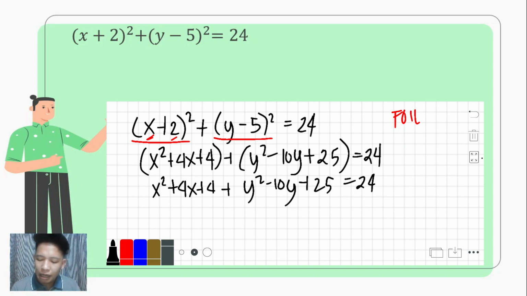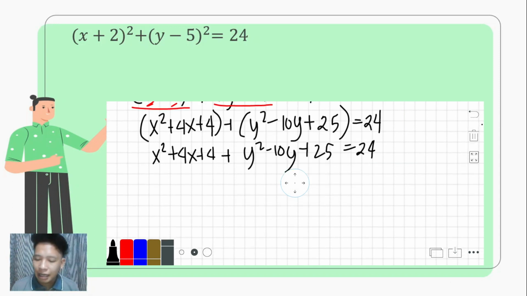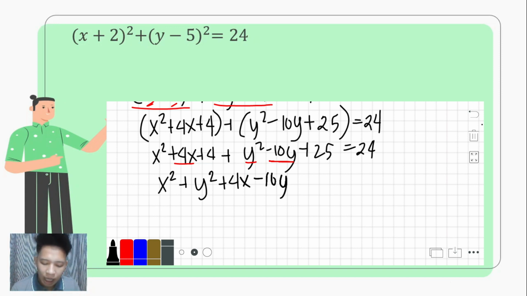And then we're going to arrange it so that the exponents are decreasing. Of course, we put the x squared term first, followed by the y squared term. So we have plus y squared, and then followed by the x term, that is positive 4x. And then the negative 10y term. And then we have our constants, positive 4, positive 25, equals 24.